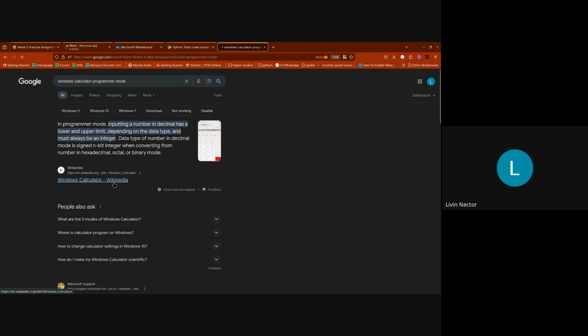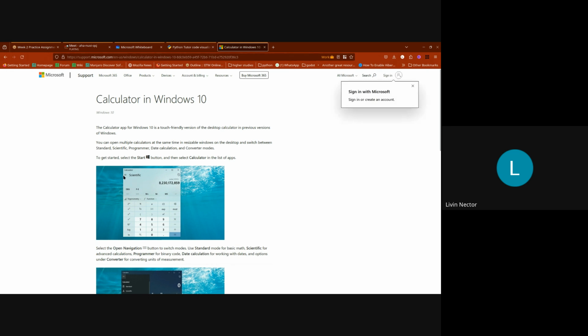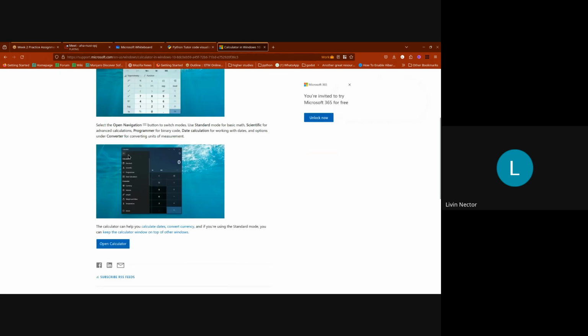Programmer mode will be there. So in the Windows calculator, there will be a few modes. Here, this scientific mode will be there. If you click here, you can see the programmer's mode.